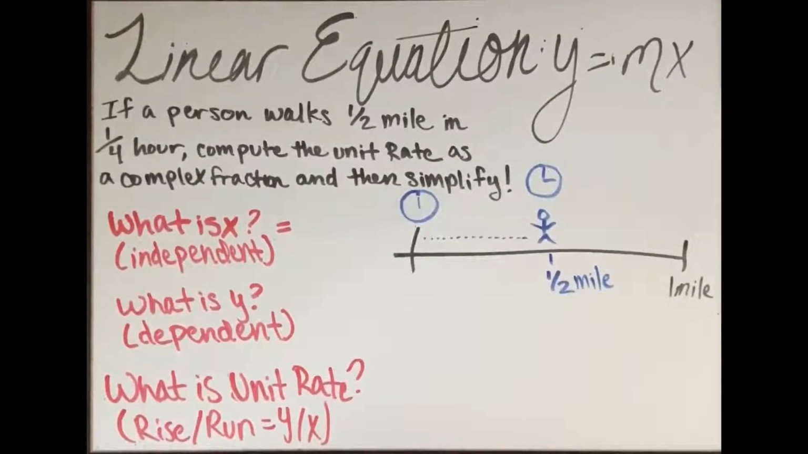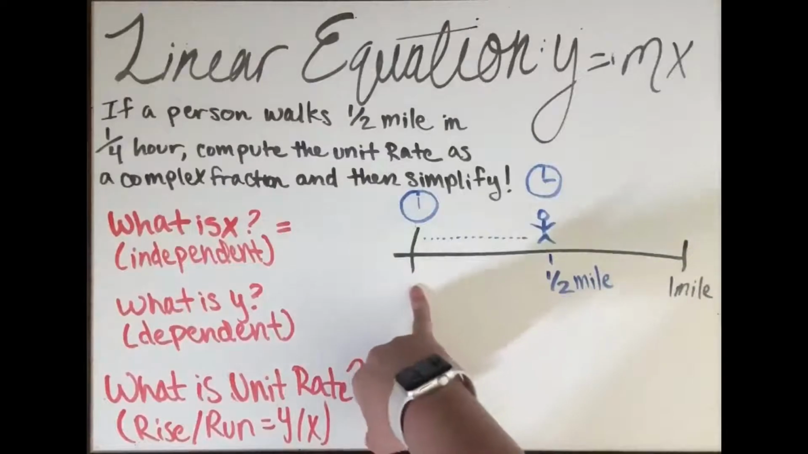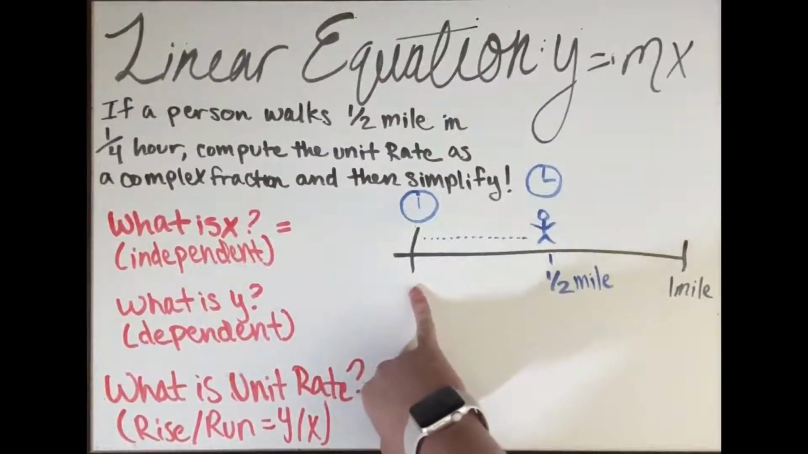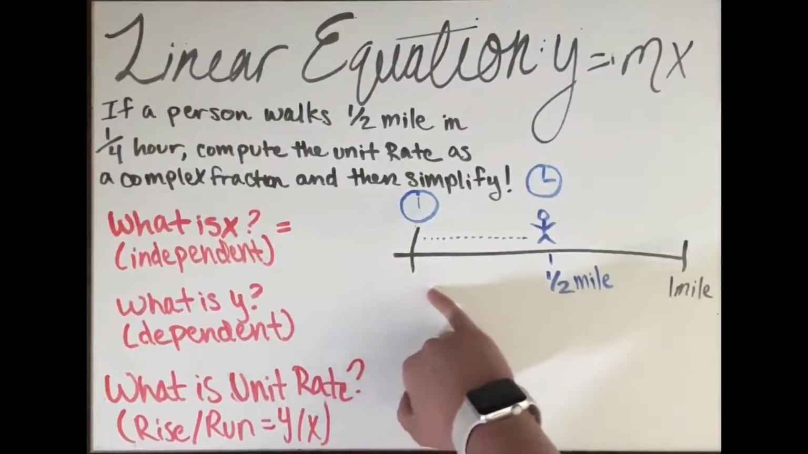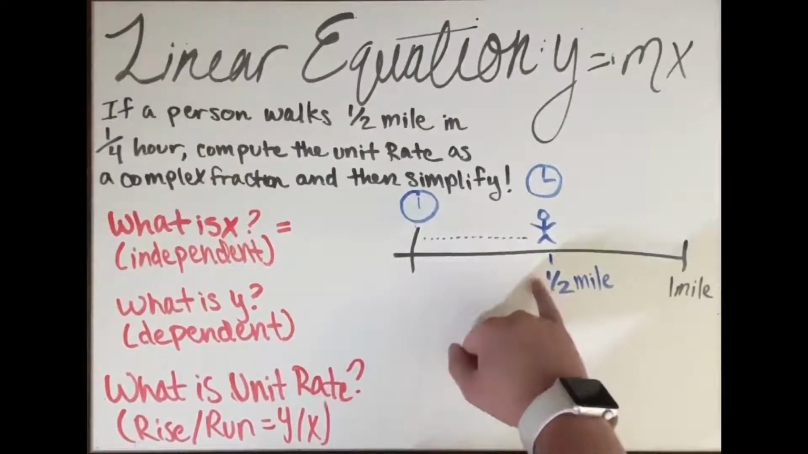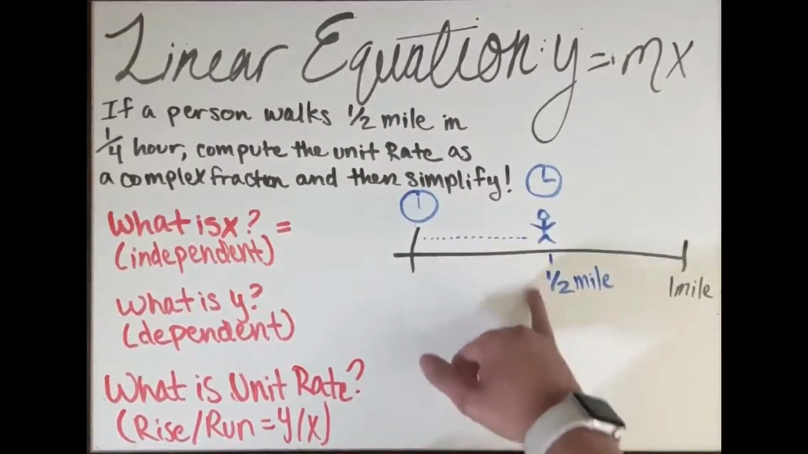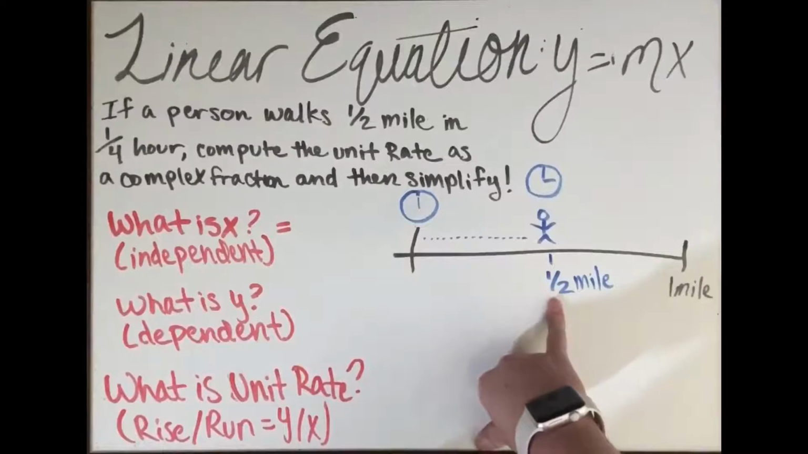Okay, so here I have an example. If a person walks 1/2 mile in 1/4 of an hour, compute the unit rate as a complex fraction and then simplify. So I've written out some steps here on how to solve this. First, let's create a drawing. So we start here and the time equals 0. And then the person walks along for 1/4 of an hour, and he ends up at 1/2 of a mile.